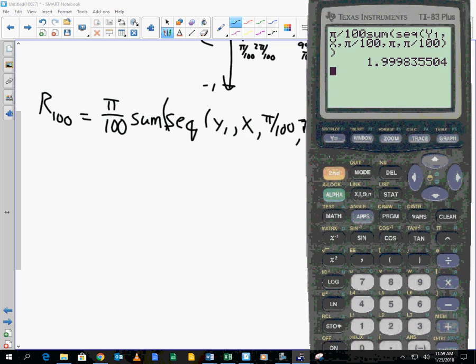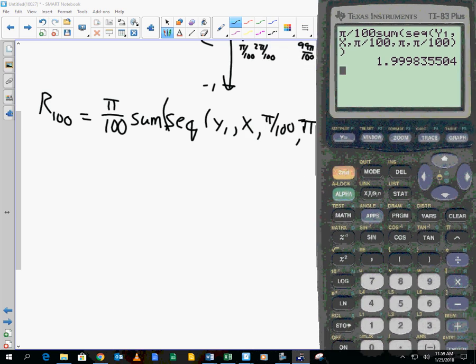And we'll go to 4 decimal points. We'll go to 5. We got 1.99984, we'll say. Now, before you freak out, the hard work is done. The rest is quite easy.